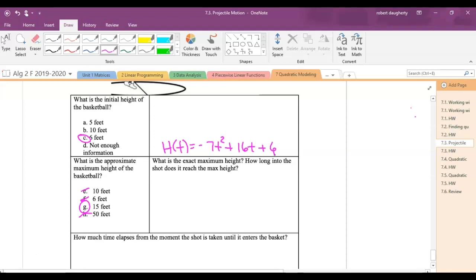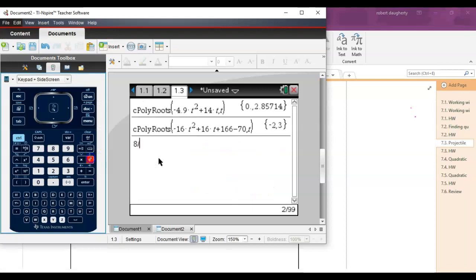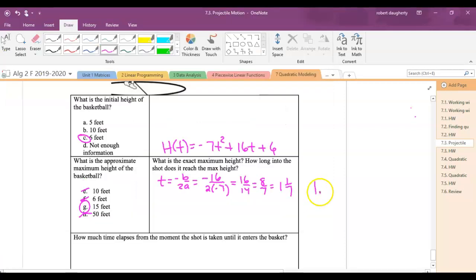So to find it manually, t is negative b over 2a. This is pretty quick. So negative 16 over 2 times negative 7. So this is 16 over 14. 8 over 7. So that is 1 and 1/7. Okay. What is the approximate decimal for that? 8 divided by 7. 1.143. What does that number mean? That's the x value of the vertex.